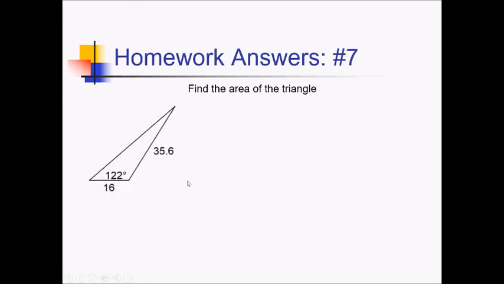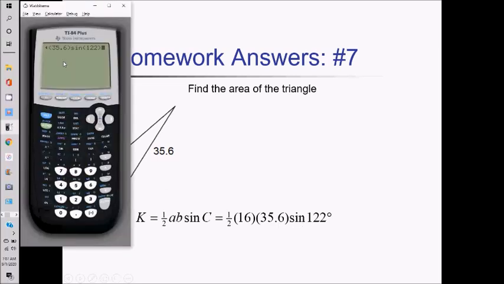To find the triangle area here, since I've got the two sides and the angle between them, let me use my half-sine formula. So 1/2 AB sine C. That's going to be 1/2 times one of the sides. We'll use 16. And then 35.6 is the other side. And we have to do the sine of 122. That's a big angle. Let's let the calculator handle all of that. There we are. Got all that entered in my calculator. Now let me press enter. And that's 241.5.